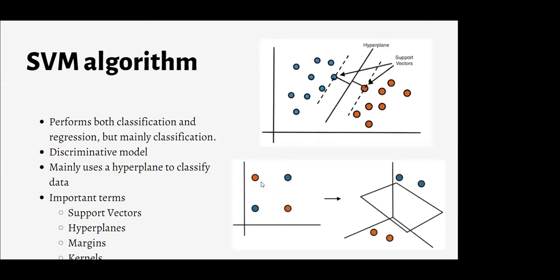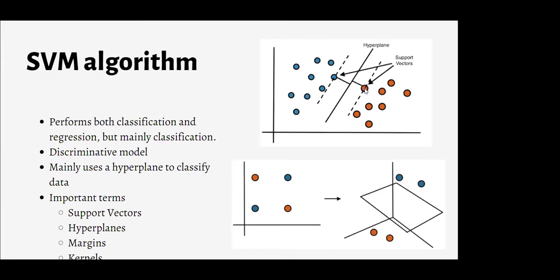So the four main terms are, first, support vectors. In the first graph, we can see a couple of data points that have been plotted. The support vectors are the data points that are closest to the hyperplane, and these data points help us define the hyperplane. Let's consider these points to be the reference points that help us plot our hyperplane.